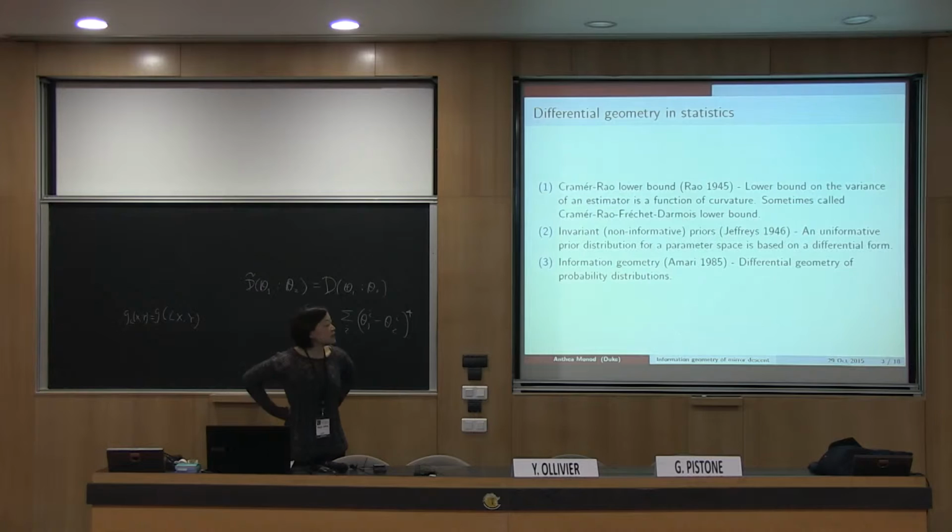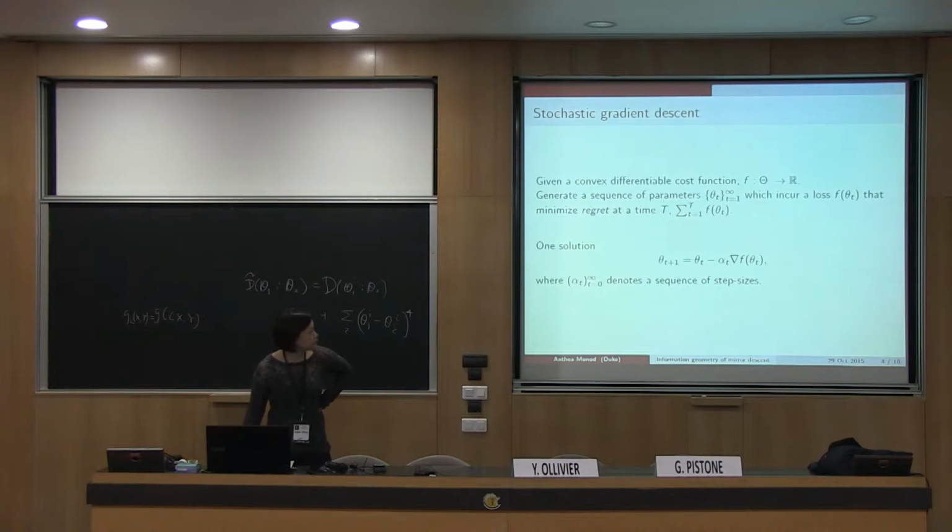When we're looking at aspects of differential geometry and statistics, there are lots of statistical flavors here that we've seen before and that have been mentioned in talks up until now. One is the Cramér-Rao lower bound, which is the lower bound of the variance of an estimator. It's a function of the curvature. We've also looked at Bayesian flavors of this by looking at invariant priors, so Jeffreys priors. These are non-informative prior distributions for the parameter space based on a differential form. And information geometry in general is the idea of looking at the differential geometry of probability distributions.